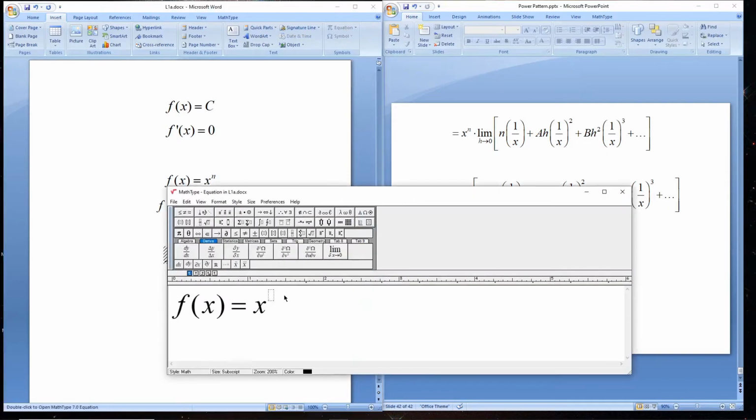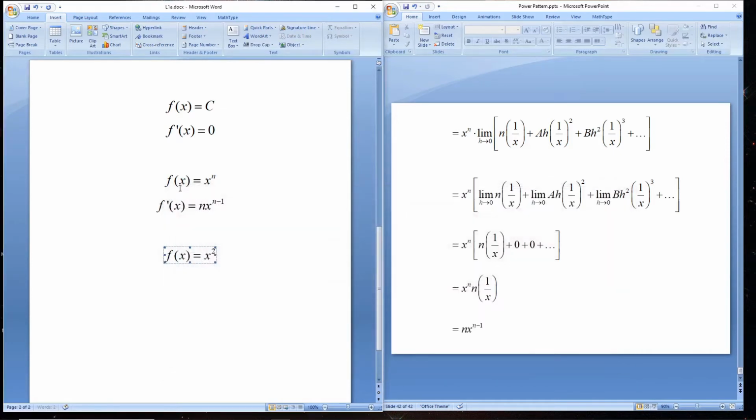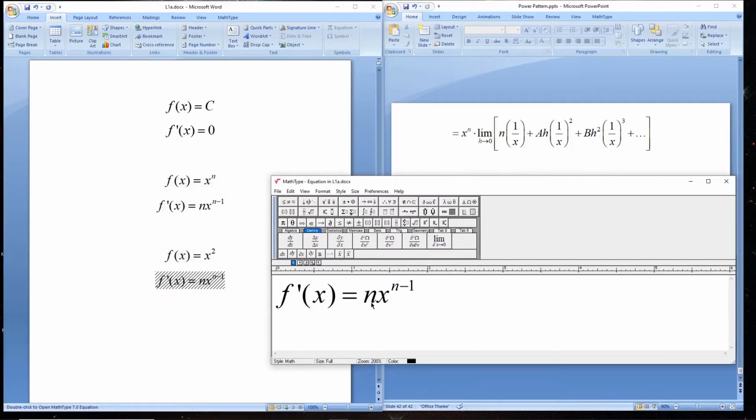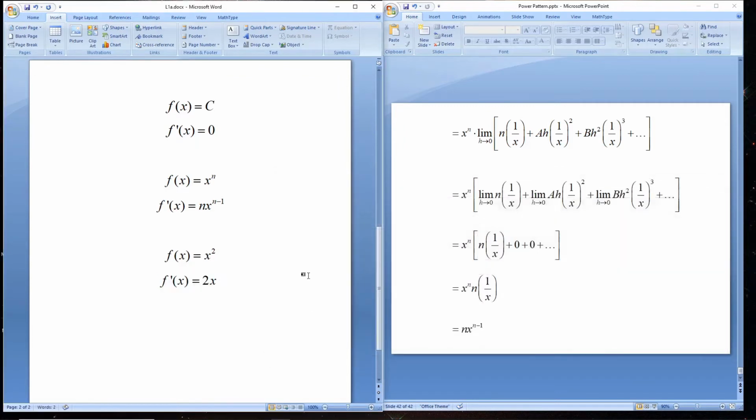So let's say we have x squared. What is the pattern telling us? The pattern is saying, well, identify what n is. n is 2. And so the derivative is saying, okay, put an n here, and then put an n here. And then 2 minus 1 is 1. And that's the derivative. And this is a derivative we already did by hand with the limit.